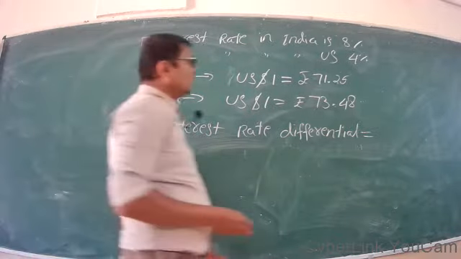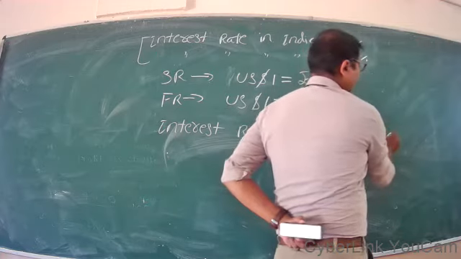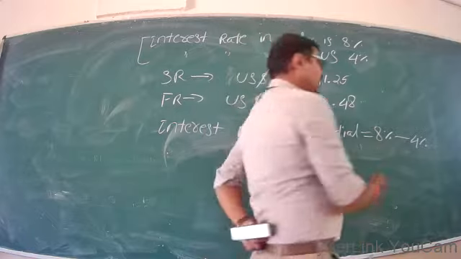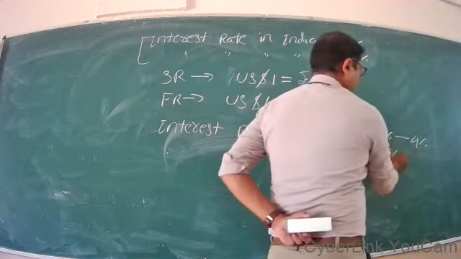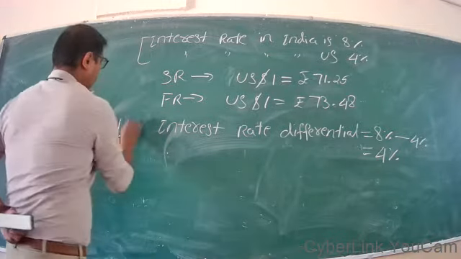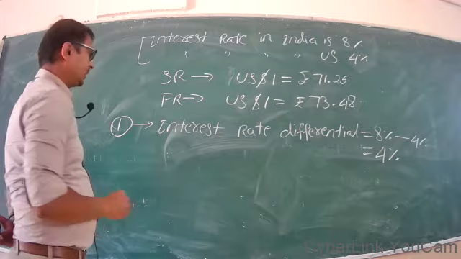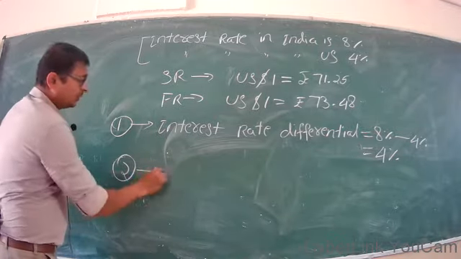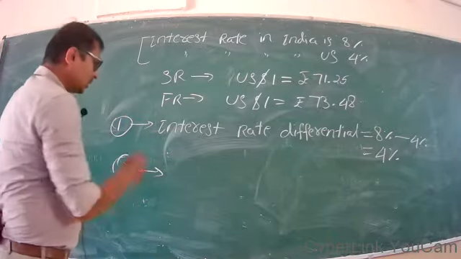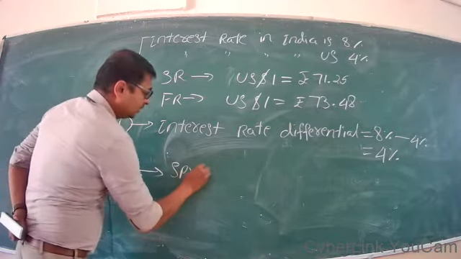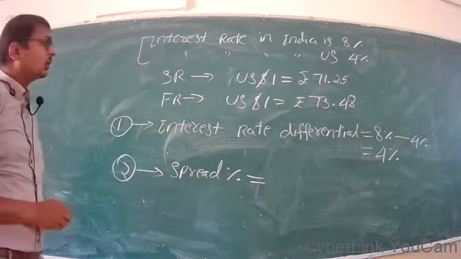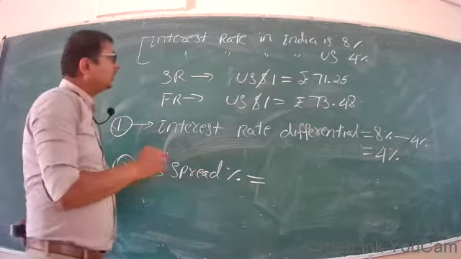So the difference of the interest rate, one is 8% in India and another one is 4% in US. So the interest rate differential will be 4%. This is one variable we are going to compare. And the second variable we need to find the parity with is spread percentage. Why we are going to compare these two? I will let you know later.